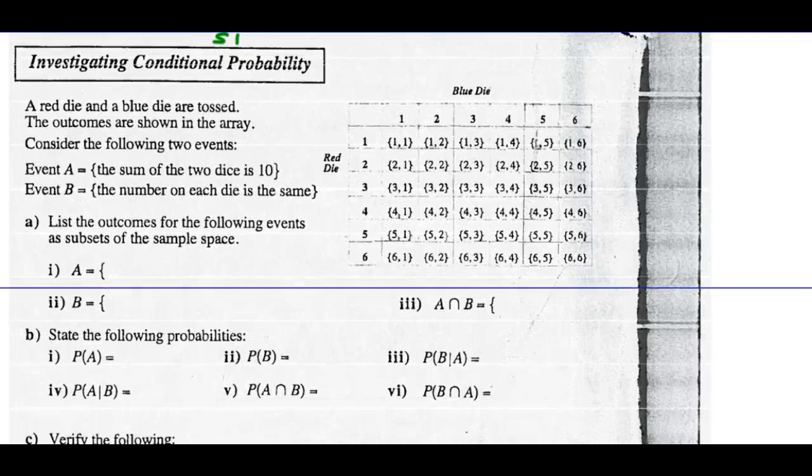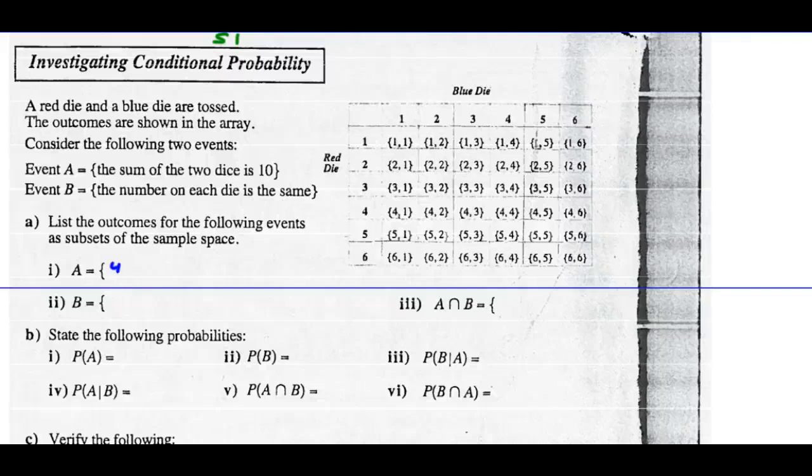A red die and a blue die are tossed. We filled this chart in the other day. The outcomes are shown in this array. Consider the following two events. A, the sum of the two dice is 10. B, the number on each die is the same. List the outcomes for the samples for the following events as subsets of the sample space. So A, the sum of the two dice is 10.